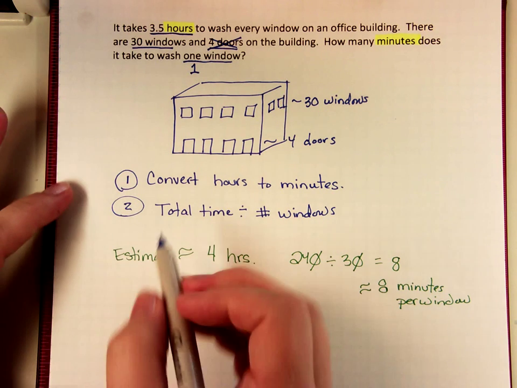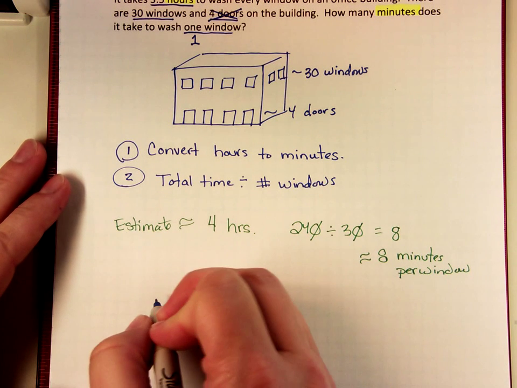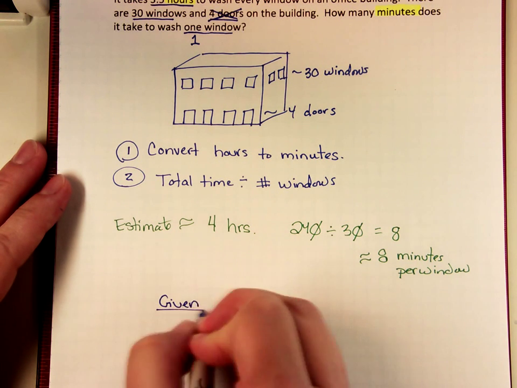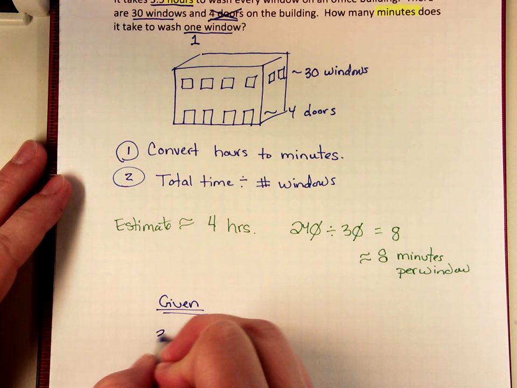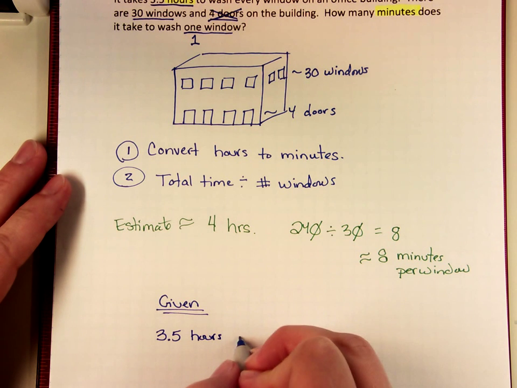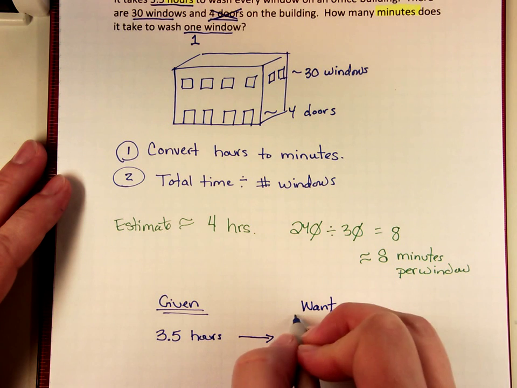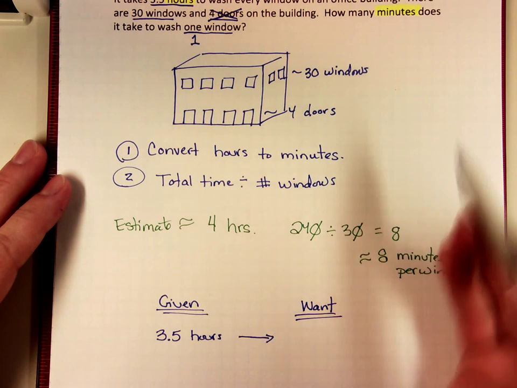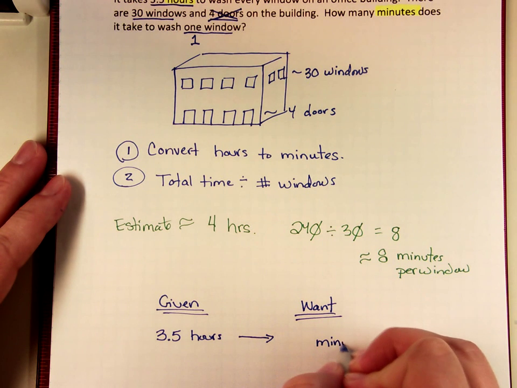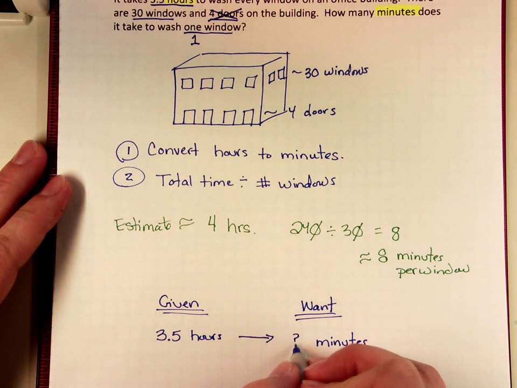Step number 1 said to convert hours to minutes. All right, let's go ahead and do that. When I work something like this, I always start off on the left side with what I've been given. And here I've been given 3.5 hours. And then I always move over to what I want, or what the problem wants from me. I want to know how many minutes it takes. So 3.5 hours converts to how many minutes?